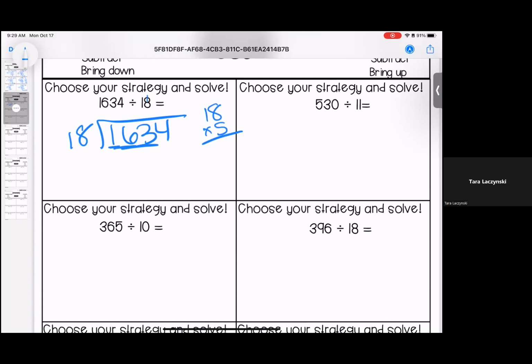I know that 18 is going to go in 9 times because 9 times 18 is 162. But guess and check is going to help you. Be careful with this last step. Does 18 go into 14? No. Is there anything left to bring down? No. So I'm going to put that 0 up to show that I tried, but it was too small. 90 with a remainder of 14 is going to be the answer for this one.